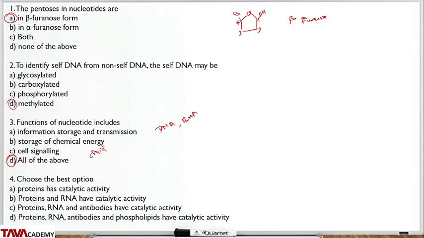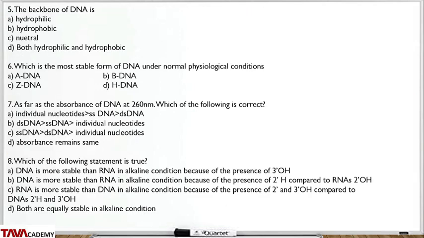Question 4 says choose the best option. Proteins have catalytic activity, correct? Proteins and RNA have catalytic activity, is also correct. The RNA we are concerned about is ribozyme. Ribozyme behaves like an enzyme. Proteins, ribozymes, and antibodies have catalytic activity. This is very accurate. Proteins, RNA, antibodies, and phospholipid. Phospholipid does not have catalytic activity. So the most accurate answer would actually be C. That's the best option.